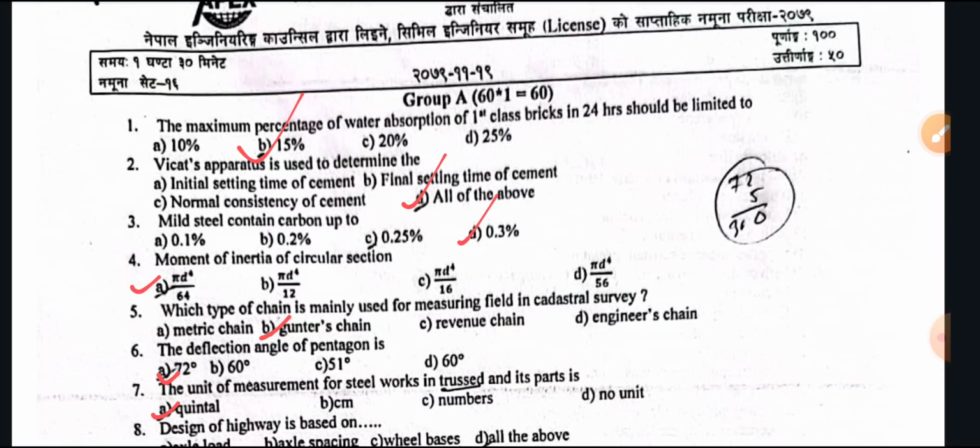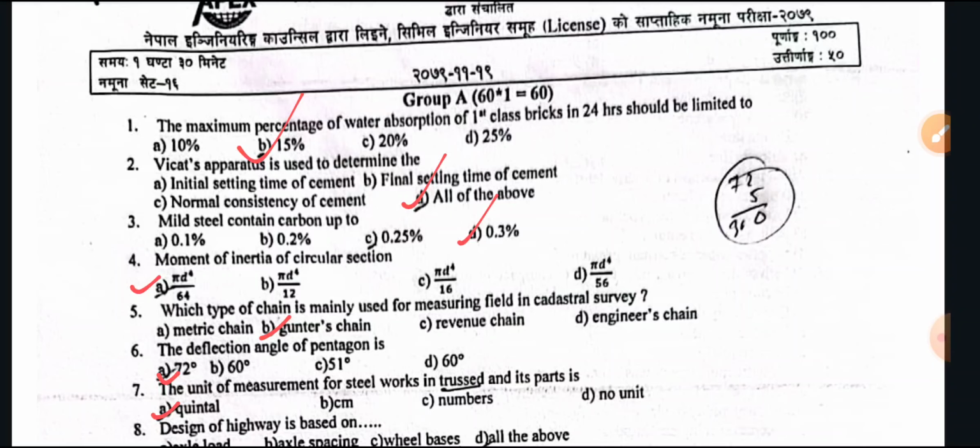Mild steel contains carbon, okay, which element? Carbon. Mild steel contains carbon up to only 0.3%, not even close to 1%, okay, 0.3%.